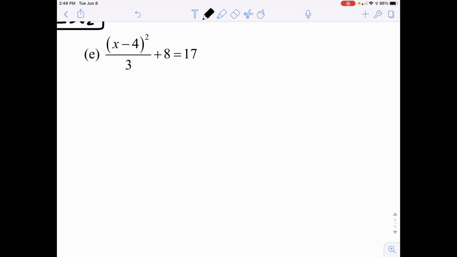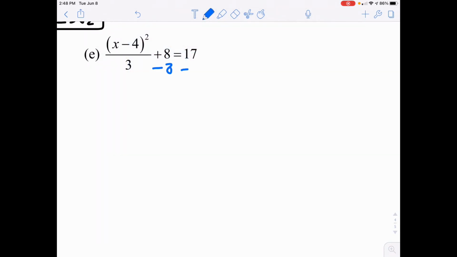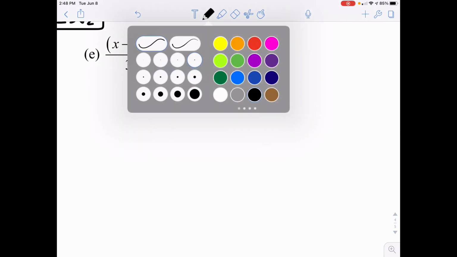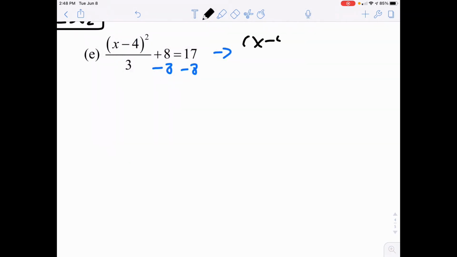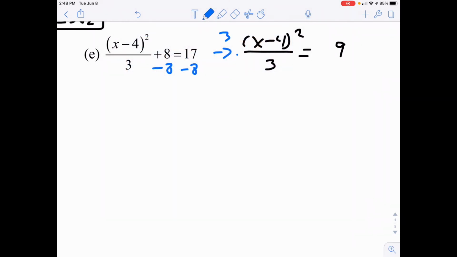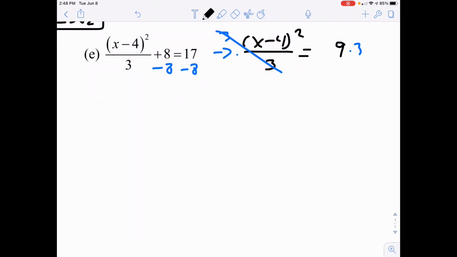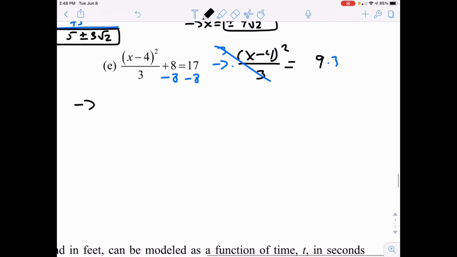Letter E, quantity x minus 4 squared divided by 3 plus 8 equals 17. First thing we'll do, let's get rid of the 8 and rewrite. This becomes x minus 4 quantity squared divided by 3 equals 9. We will then multiply by 3 to get rid of the 1/3 there. And this becomes x minus 4 quantity squared equals 27.